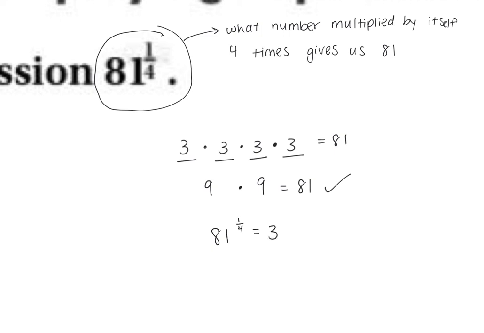Now some of you might be like, isn't that like the square root? It's very close to the square root. This would be considered the 4th root, okay? The 4th root. So 1/5 would be the 5th root. 1/6 would be the 6th root. So on and so forth. We are going to see radical exponents.